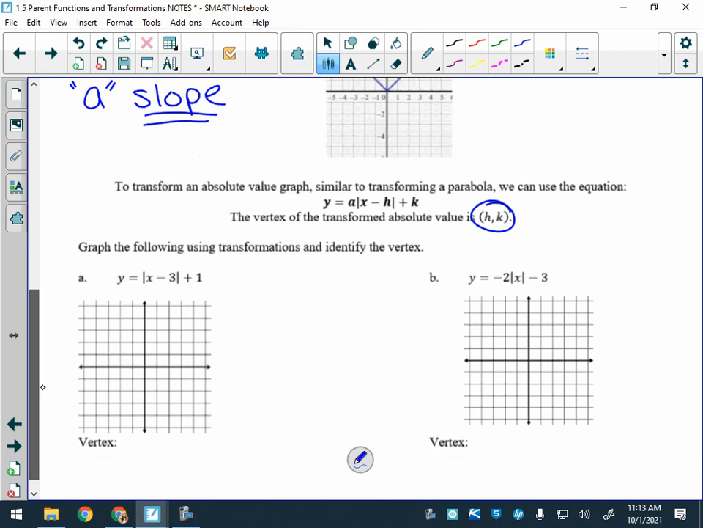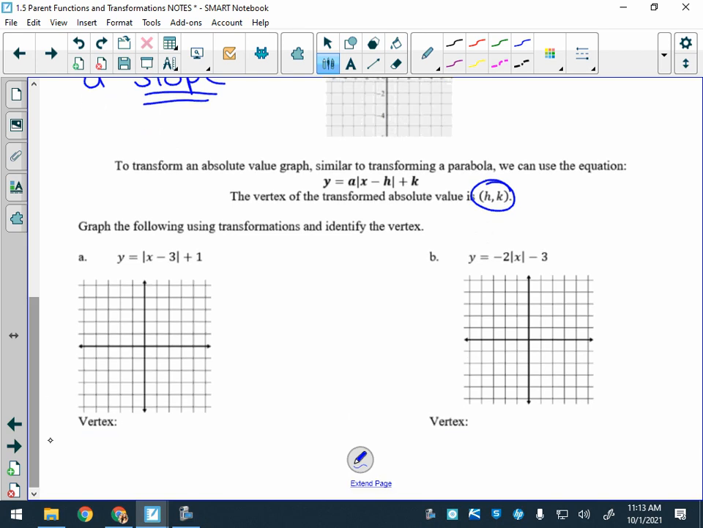We're not going to find A, H, and K. You're going to tell me the vertex. What's the vertex? Campbell. 3, 1. So if I know my vertex is 3, 1, what direction did it move in? Brian? Right 3 and up 1.